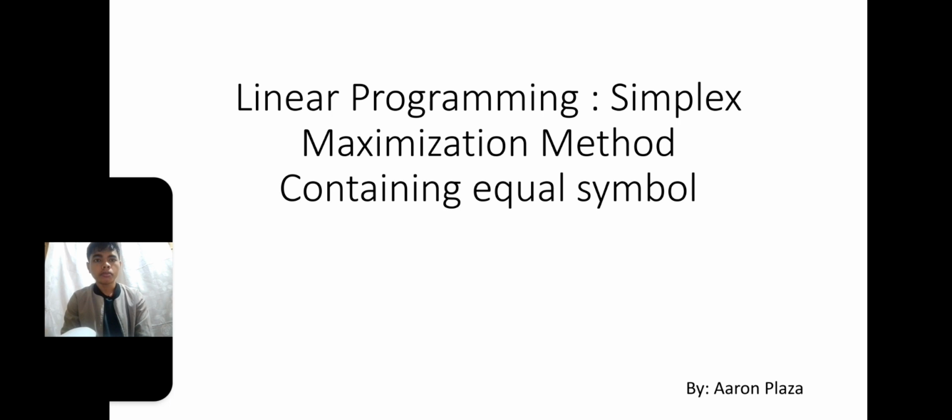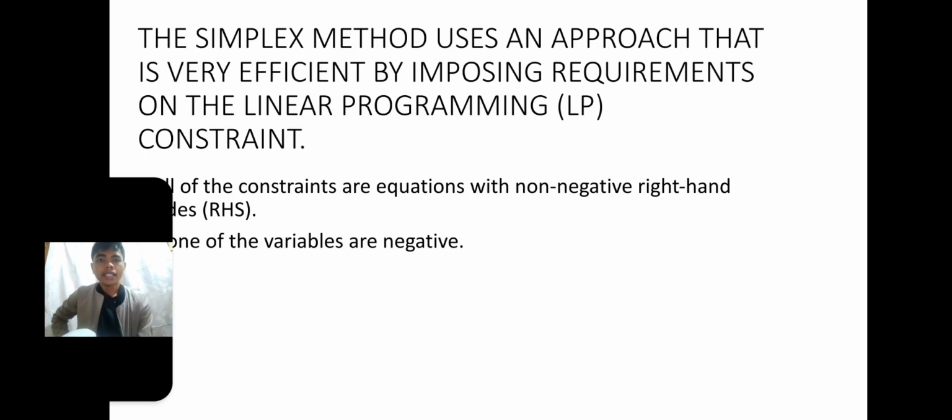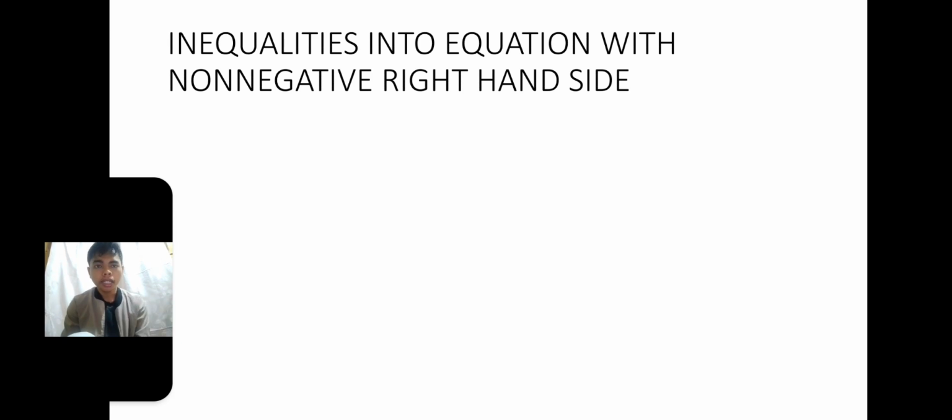I'm discussing the linear program simplex maximization method containing equal symbol. The simplex method uses an approach that is very efficient by imposing requirements on the linear programming constraint. All of the constraints are equations with non-negative right-hand sides, or what we call RHS. None of the variables should be negative. Inequalities are converted into equations with a non-negative right-hand side.